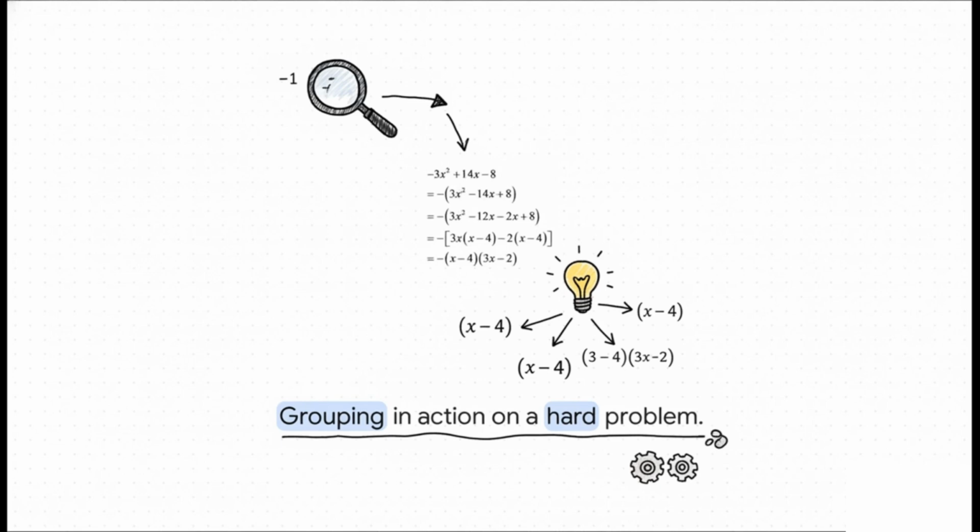Once you do that, use the AC method to split the middle term, group your first two and last two terms, pull out those GCFs, and there it is. We get identical x minus 4 binomials. It just collapses beautifully right into the final answer.